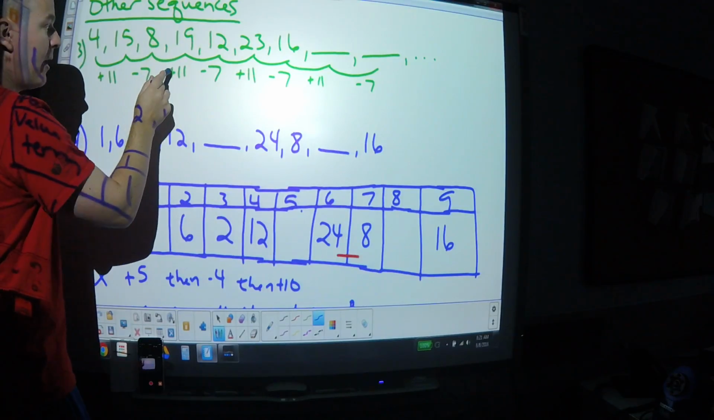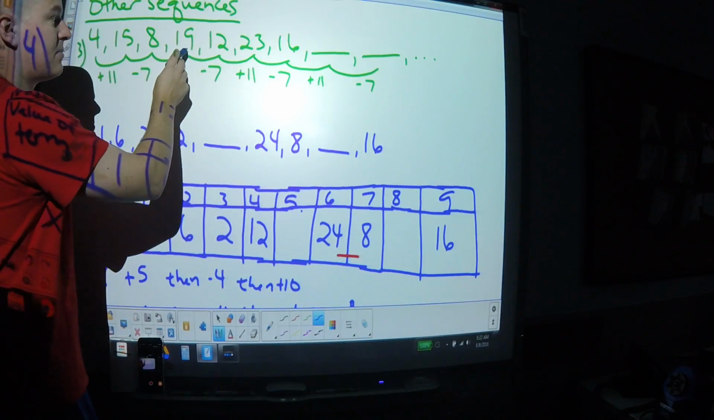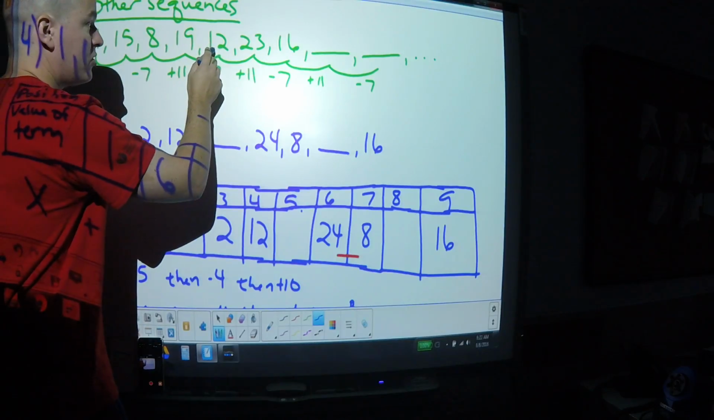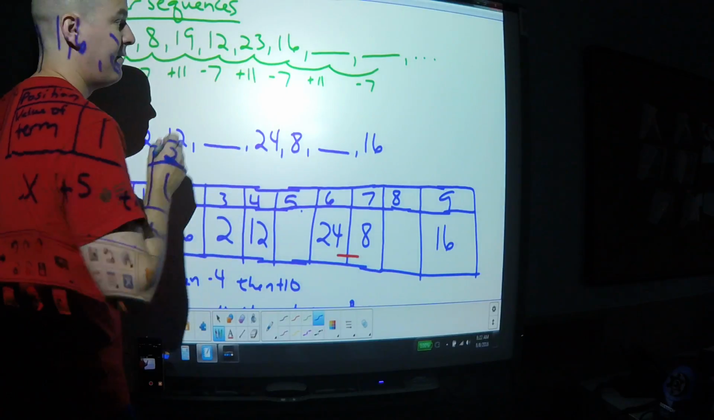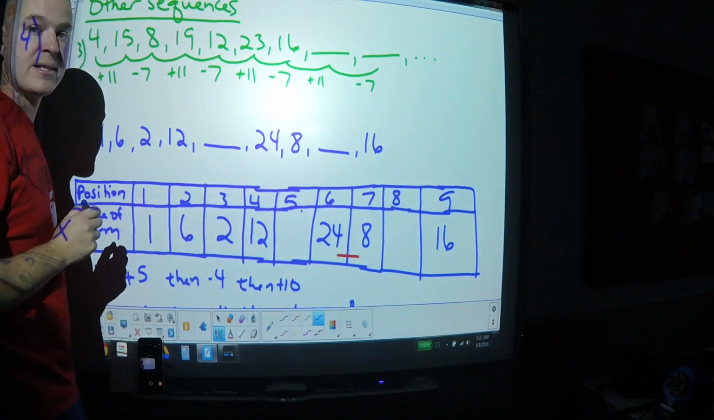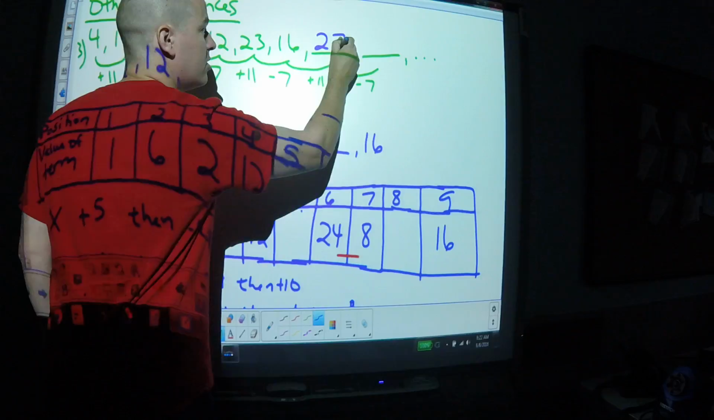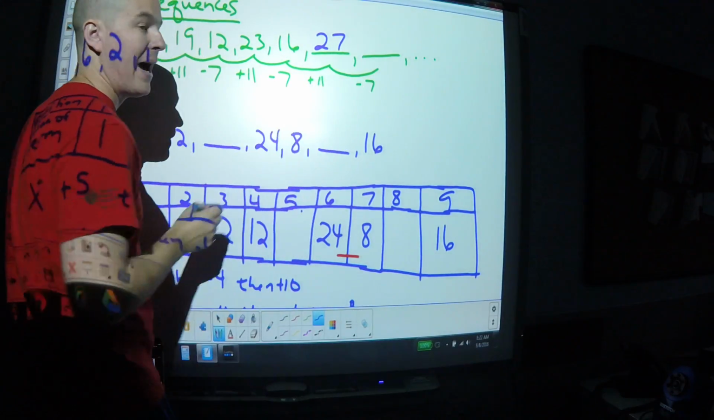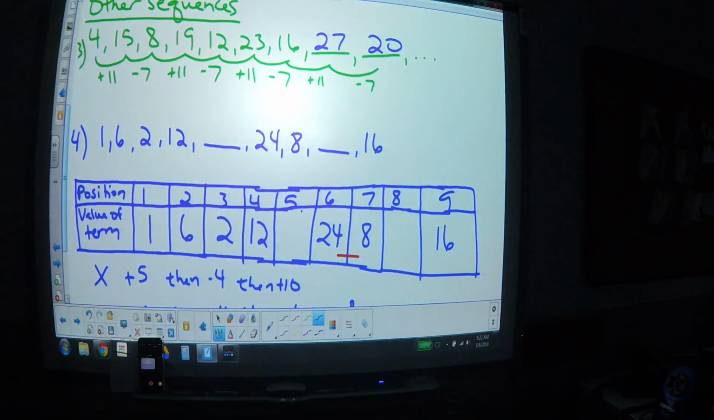From 8, I would add 11 to get 19. Then from 19, I would subtract 7. 19 minus 7 is 12. Then I would add 11. 12 plus 11 is 23. 23 minus 7 is 16. So that means to get the next number in the sequence that I need to find, I would add 11. 16 plus 11 is 27. Then I would subtract 7. 27 minus 7 is 20. So those are my two missing values.